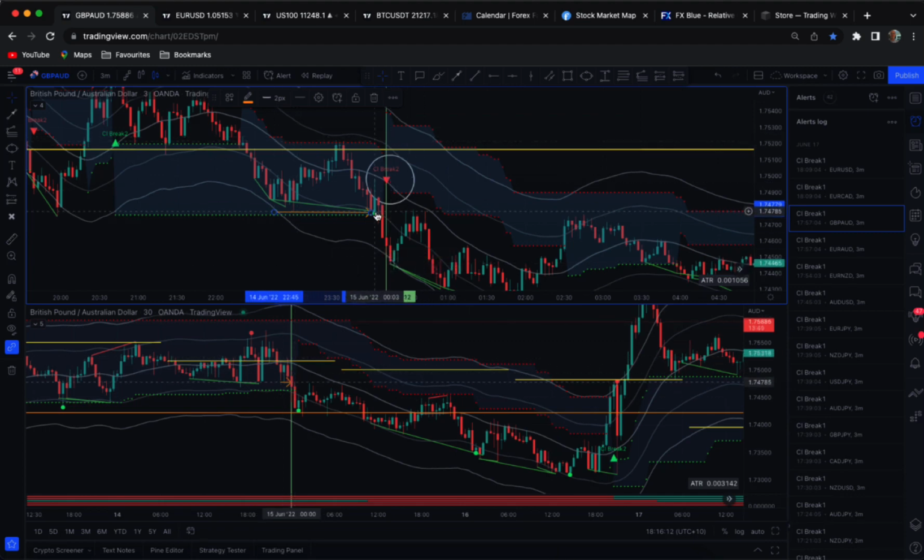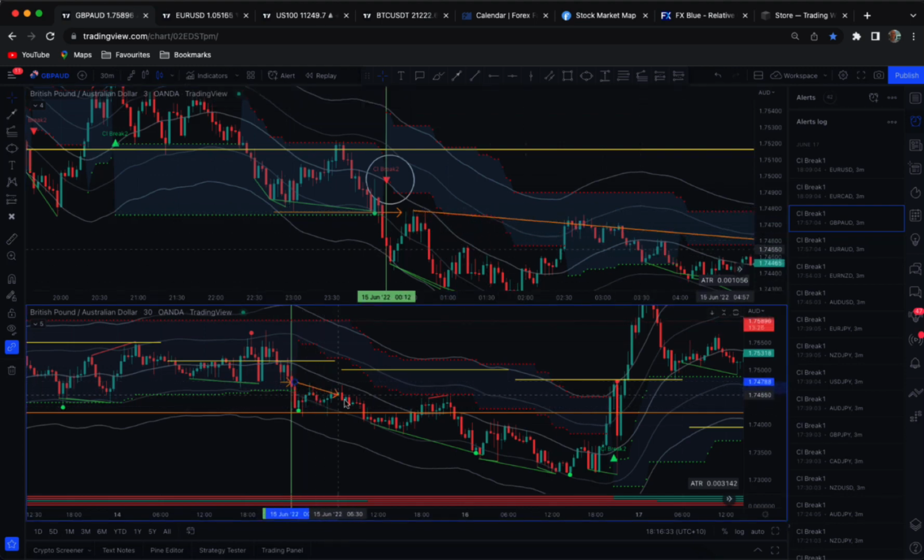So what I'm going to do for entry is I'm going to transfer this through, and that's my entry point, short, when it trades back and we get a touch here. That's it. And you can see the outcome of this signal here.